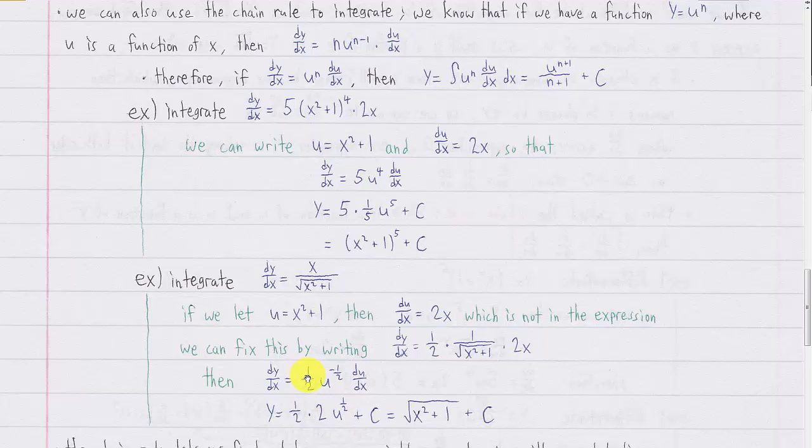We can bring out the constant. So the integral of u to the negative 1/2 is going to be raised to the power up by 1, so we have u to the 1/2 divided by 1/2, which is the same thing as multiplying by 2. So we have y equals u to the 1/2 plus c. And then again, we plug back in u in terms of x.